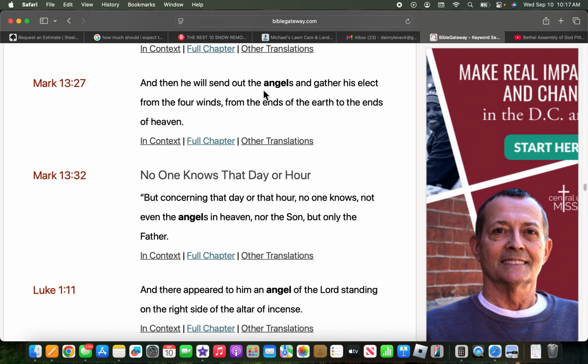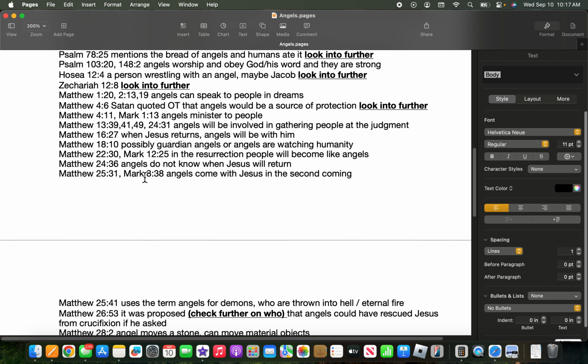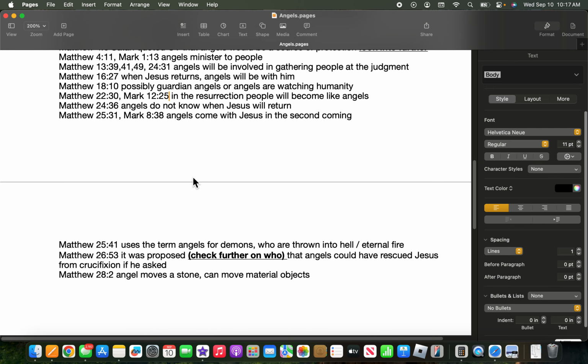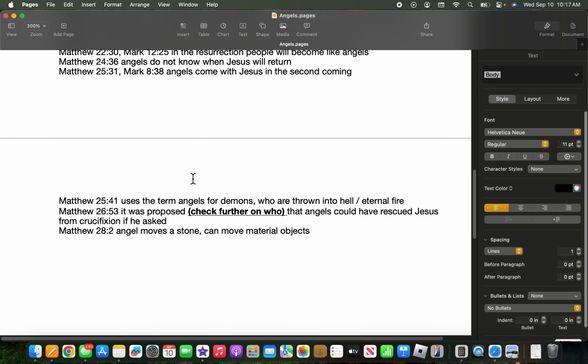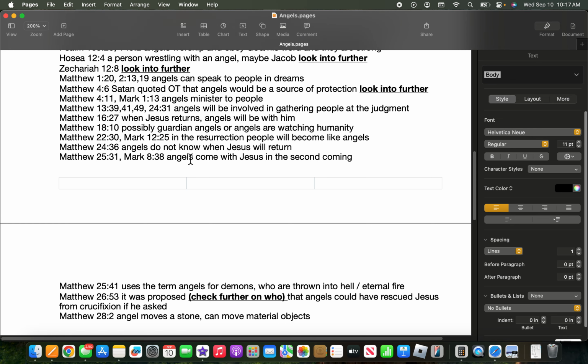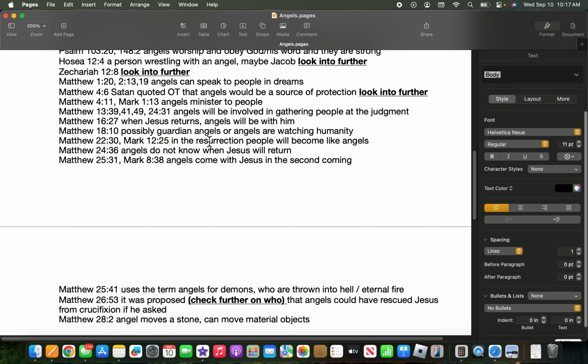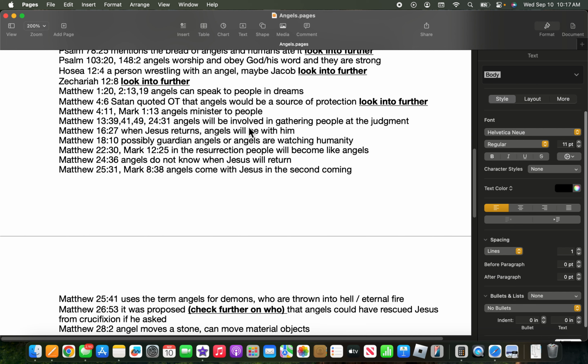And he's going to send out his angels to gather people at the judgment. Pretty sure that's, at least I thought I saw that in here somewhere. Angels be with him. Oh, okay, see, that's where I'm going to have to combine those down the road. Angels involved in gathering people at the judgment. There we go. So that's Mark 13:27.